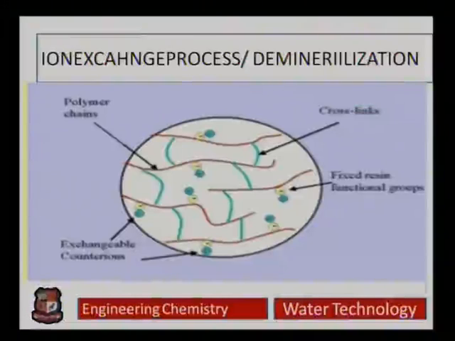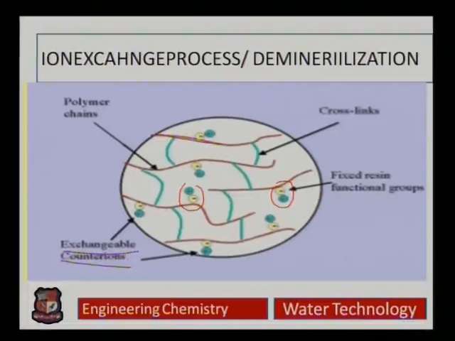Ion exchange process or demineralization process. Now the ion exchange process consists of some ion exchange resins. These resins are actually macromolecules or polymers, these polymeric chains. About this, some fixed resin functional groups are attached as shown in this picture. These are the ionic groups attached to the polymeric chain, and these consist of exchangeable counter ions.